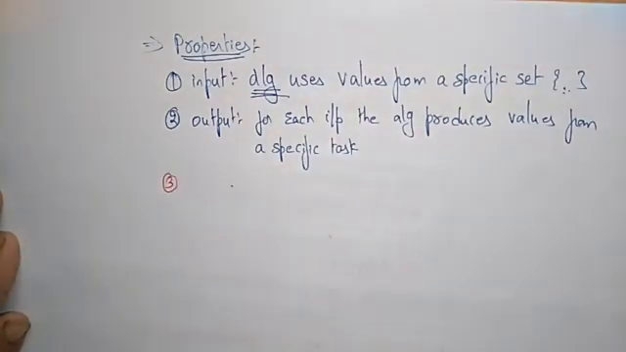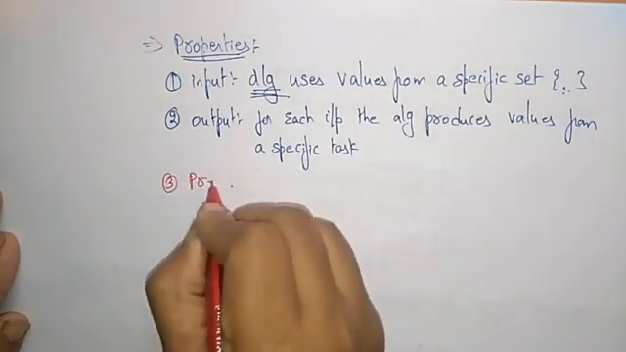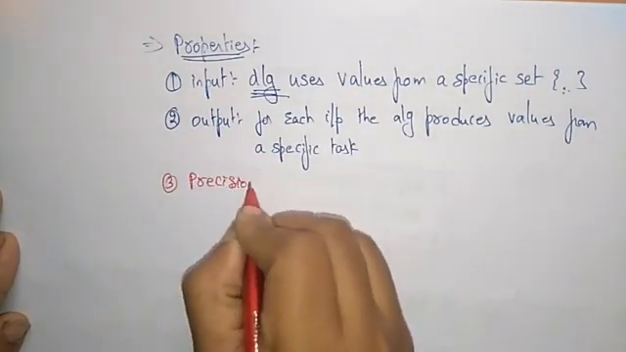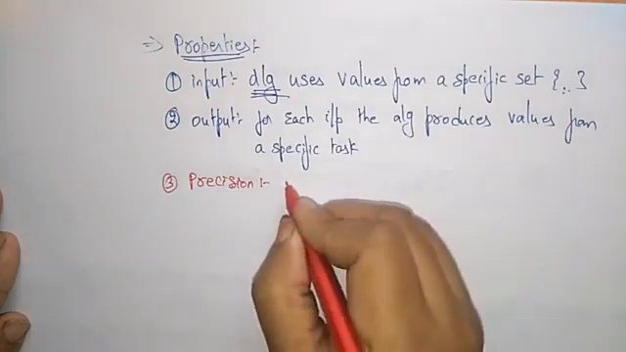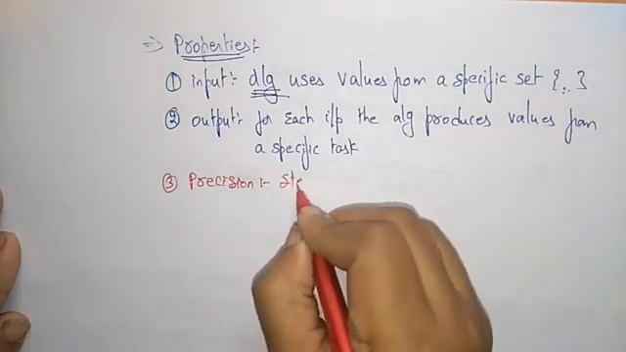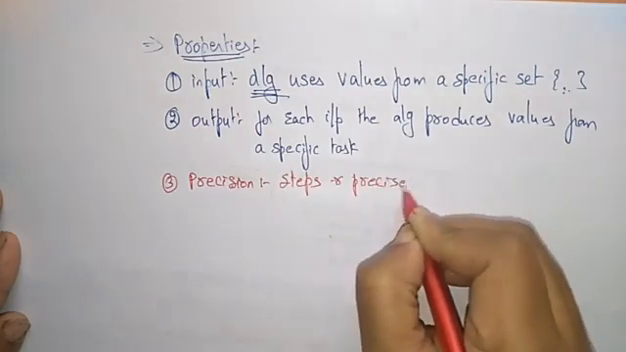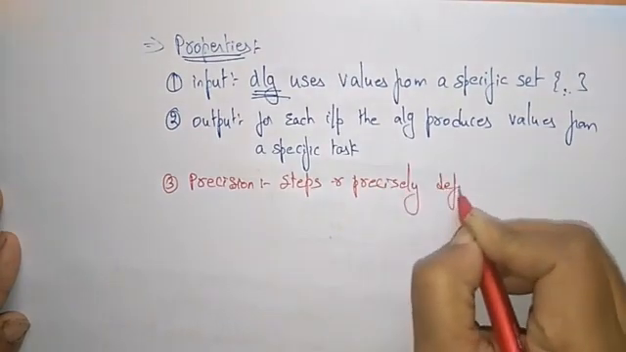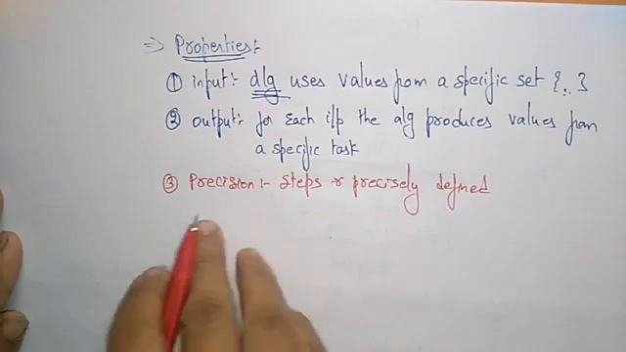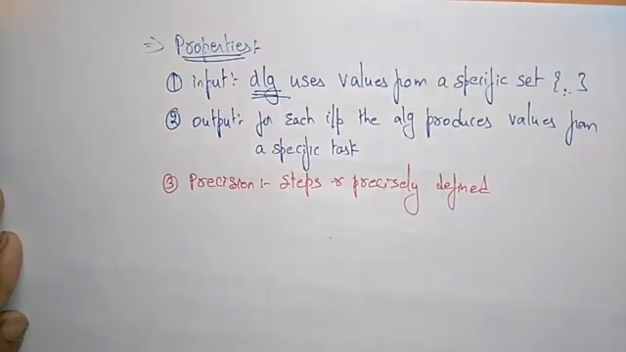Next, the third property, precision. So what do you mean by this precision? Precision is nothing but the steps are precisely defined. So those you call it as precision. So precision is one of the properties used in the algorithm.